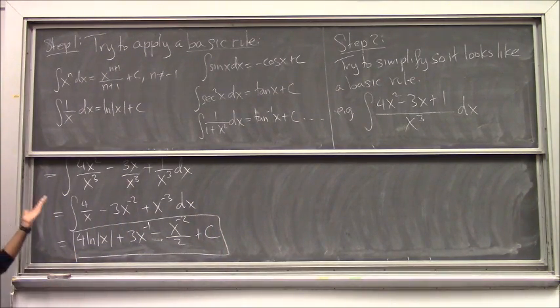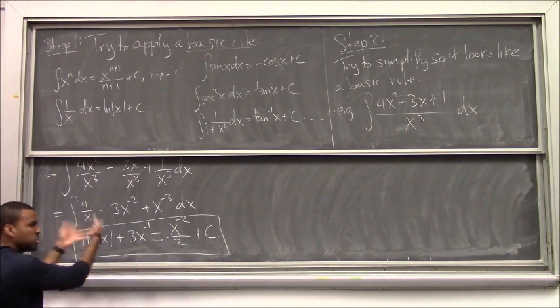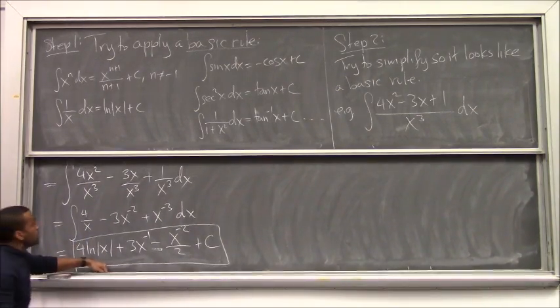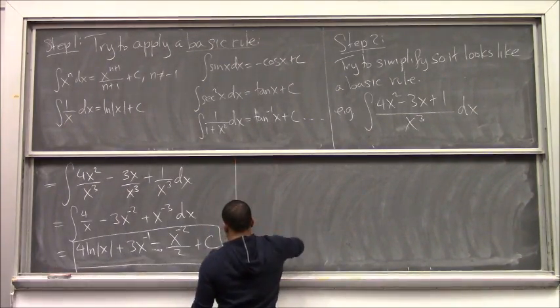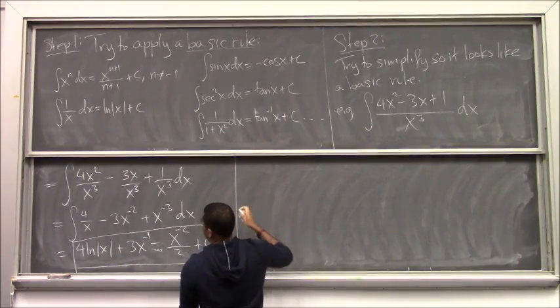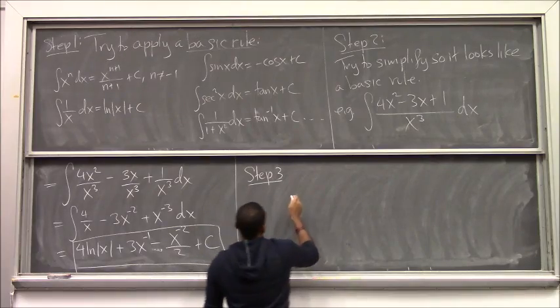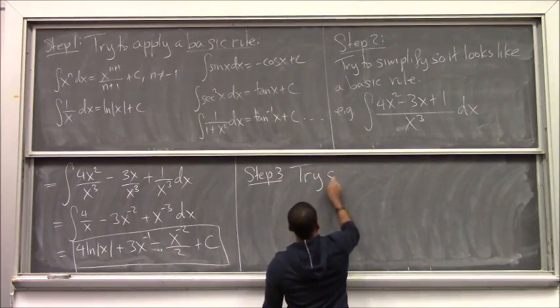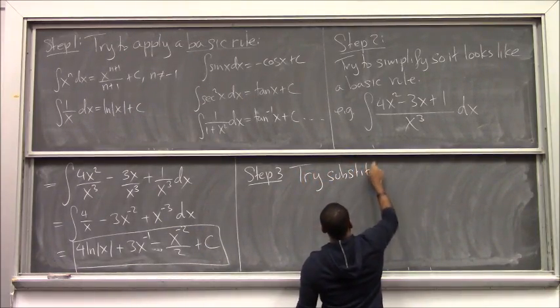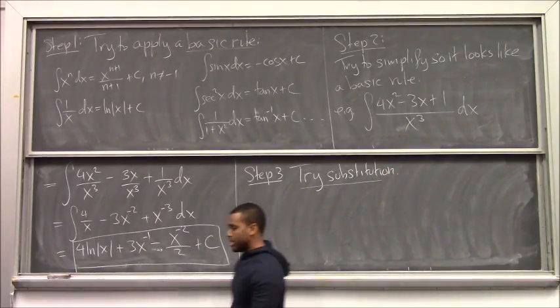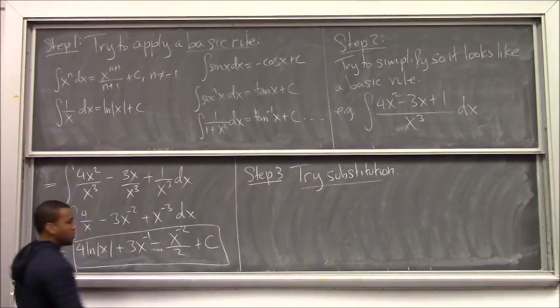So step 1, does a basic rule apply? Like with no work on my part, can I just apply some template? Step 2, if that doesn't work, can I simplify it? Can I do some algebra to get to a simpler form? A lot of times that will work, in the beginning anyway. Now step 3: try a substitution. That's always step 3. It's always the third thing you think about.